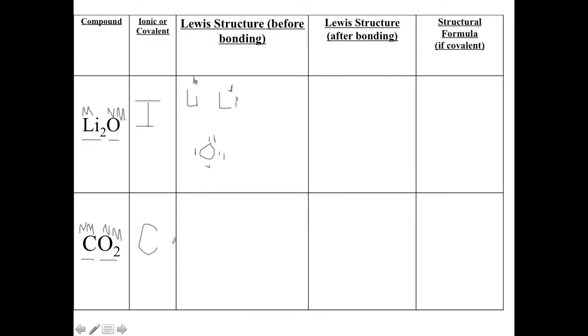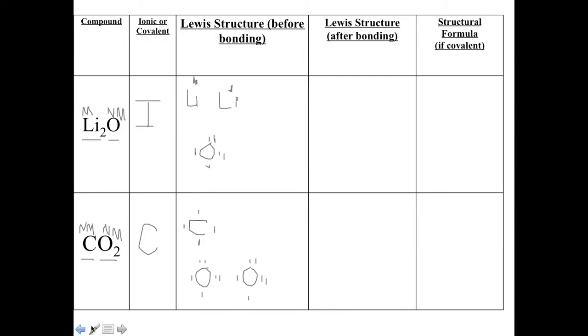Let's do the same thing down here for my nonmetal. I have carbon. I have one of them, so I'm going to write a C. And I know that it has 4 valence electrons. It's in group 4. So 1, 2, 3, 4. I only have one of those carbons. And I have 2 oxygens. So I'm going to draw my 2 oxygens. One oxygen there and one oxygen here. And I know that each oxygen, just like I did before, has 6 valence electrons. 1, 2, 3, 4, 5, 6. And this oxygen also has 6. 1, 2, 3, 4, 5, 6. Now I just have to figure out how they're going to come together.